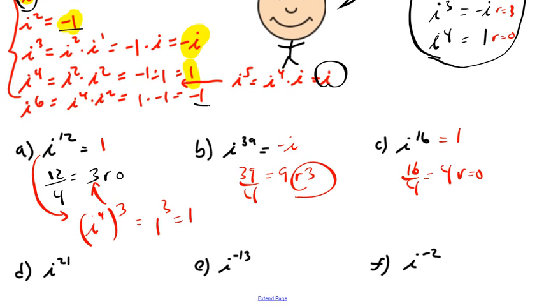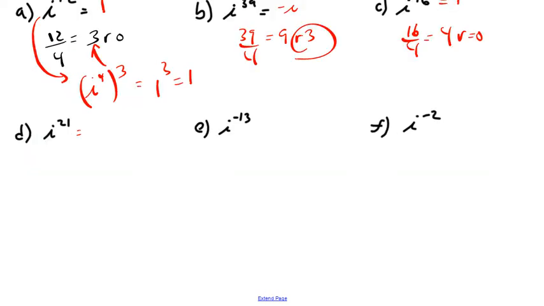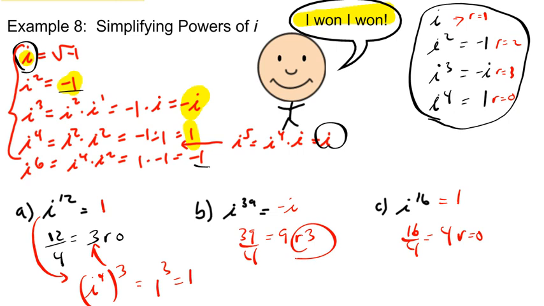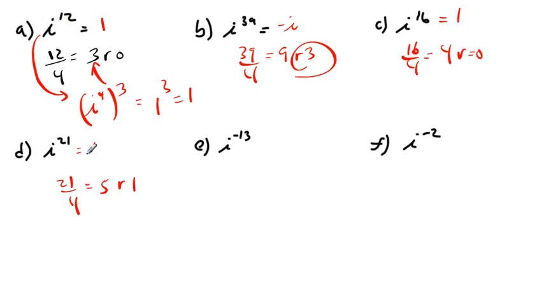Let's go on to these guys over here. Okay, let's go down here. Let's divide 21 by 4. And that goes into it, let's see, 5 times, right? Because that's going to be 20. So 5 times with the remainder of 1, right? 4 goes into 21 5 times, which is 20, and then add 1 more to get 21. So since it has a remainder of 1, I know that the answer is going to be i. So this answer is i.